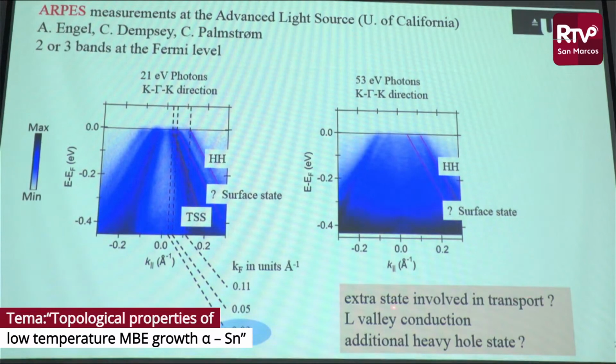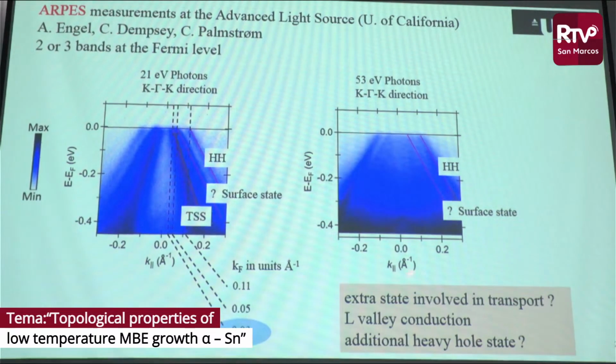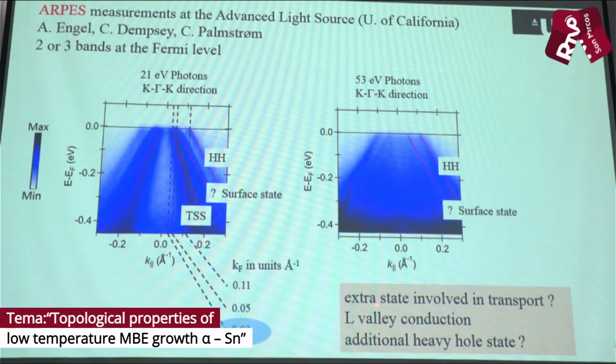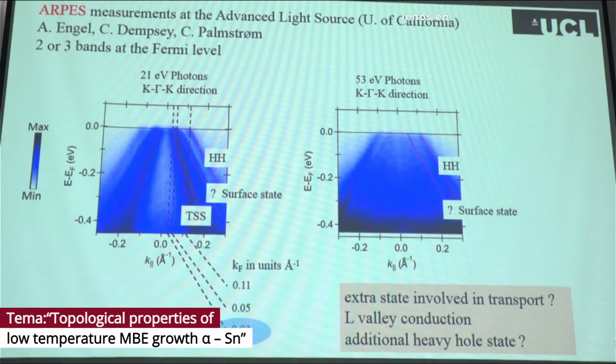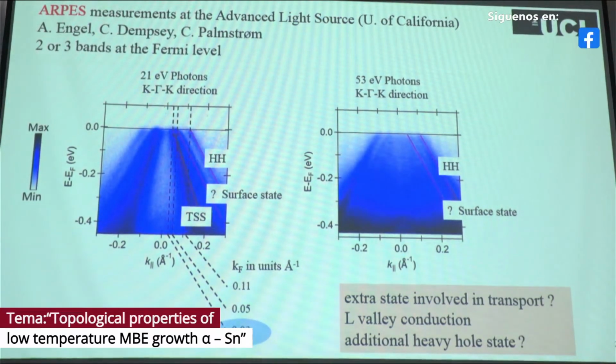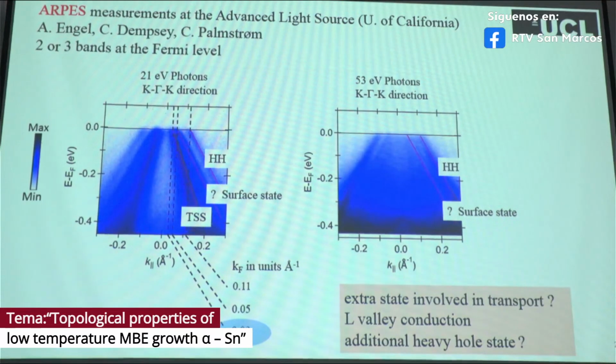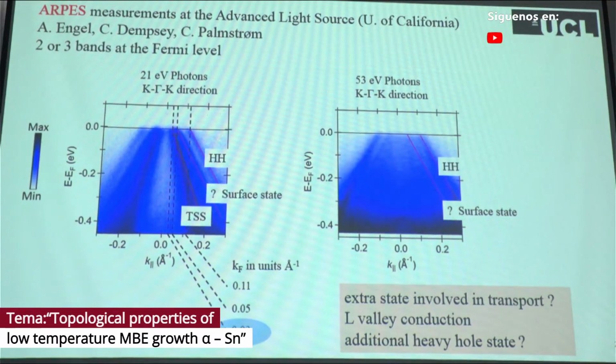Question is, which of these states are involved in the transport? Do we have L valley conduction? As I showed you in the second or third slide, we have the L minimum, which can be populated and perhaps contribute to the conduction. Or do we have an additional heavy hole state in the system?